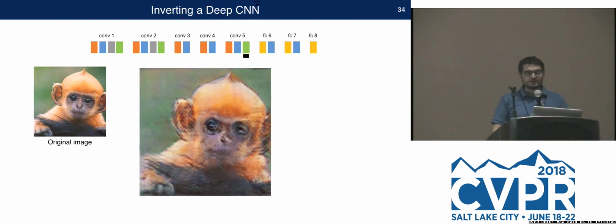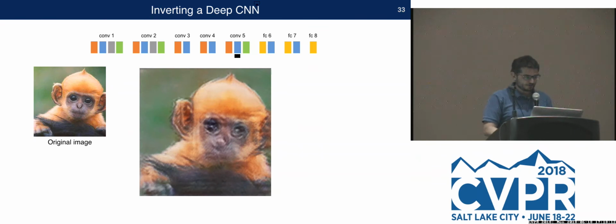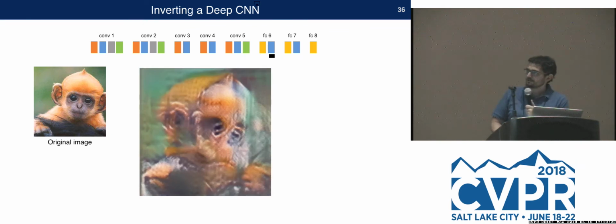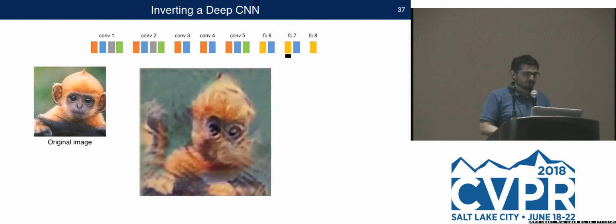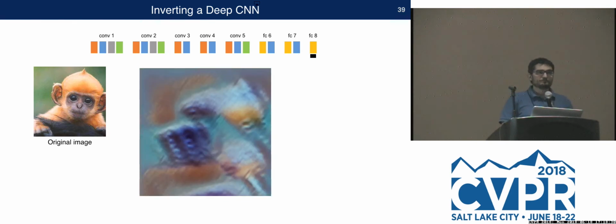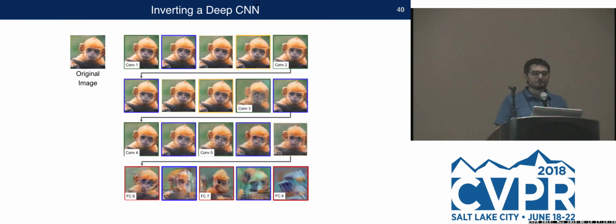Then when I move to the fully connected layers, well, the fully connected layers intuitively should be less good at preserving spatial information. And, whoops, sorry, I went back. And in fact, this is what happens. So here, at fully connected layer number 6, you invert that and you get a monkey with 3 eyes. I go a bit deeper, it becomes like a collage of monkey bits, more scrambled bits, and then the last layer will get a stain. Interesting. This is how it looks when you look at the progression altogether.